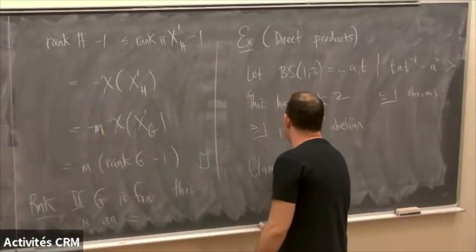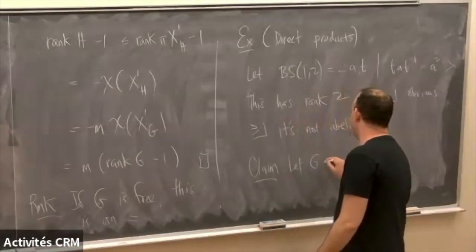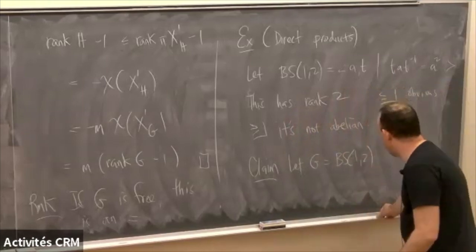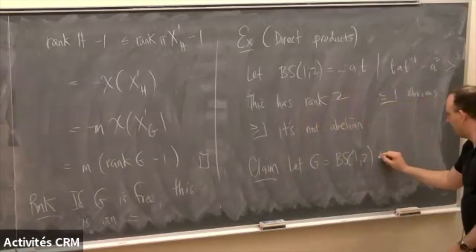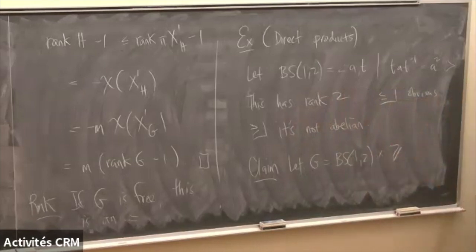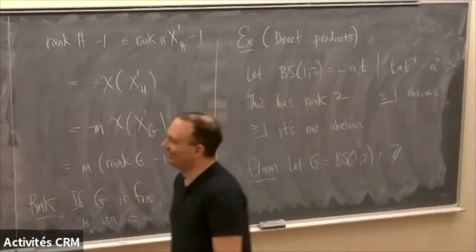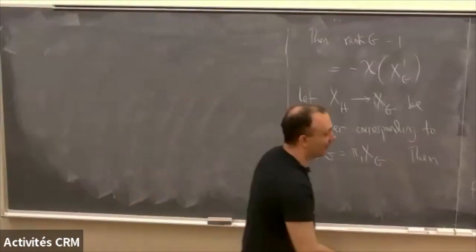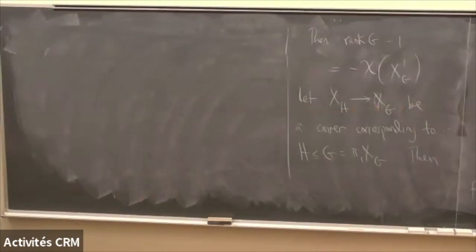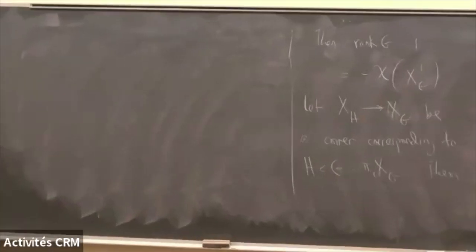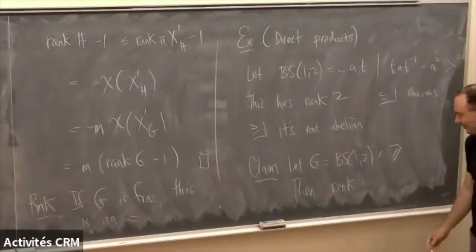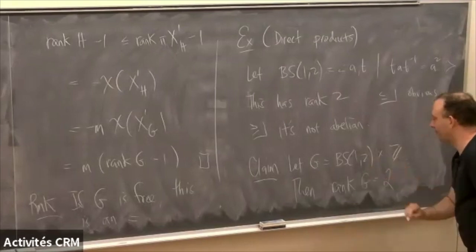But then the weird claim is this. Let G be equal to BS12, and I said direct products. Let's do the easiest direct product possible, times Z. Okay. So what's the rank of this group? Well, I know it's at most 3, right? And you sort of expect it to be 3. But actually, rank G is 2.